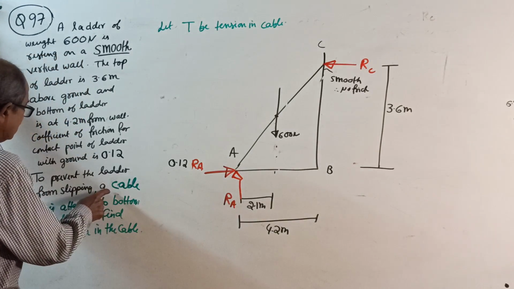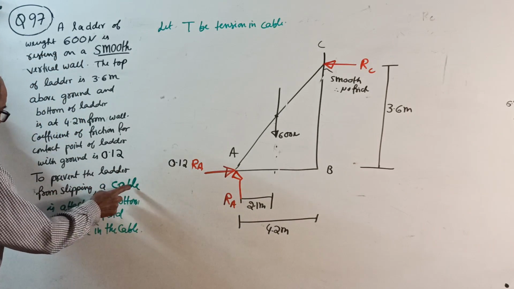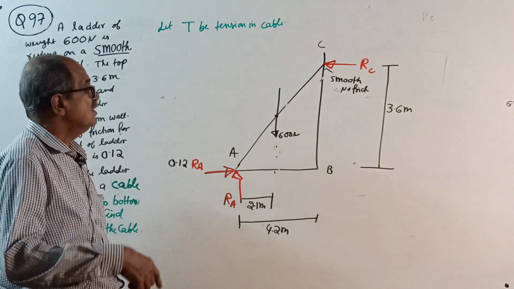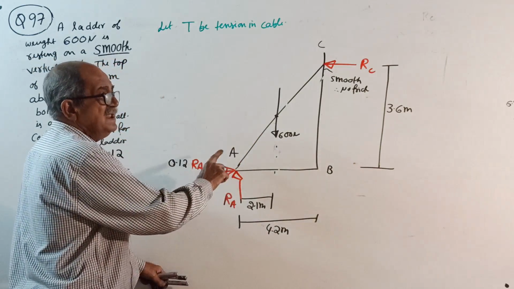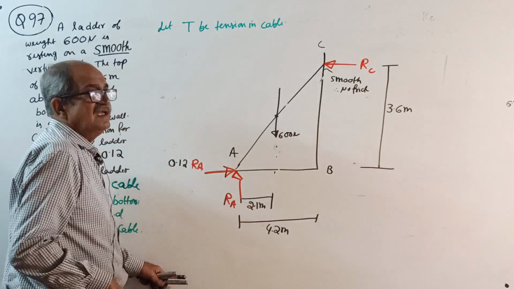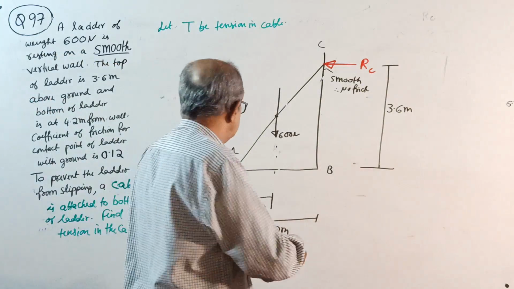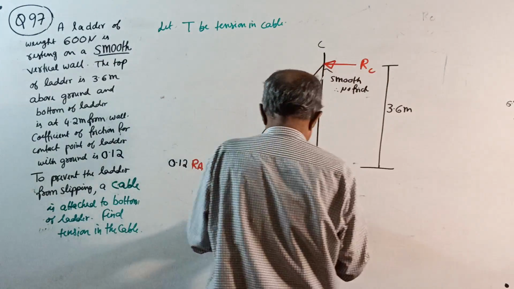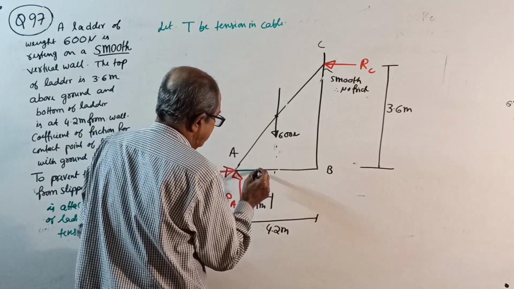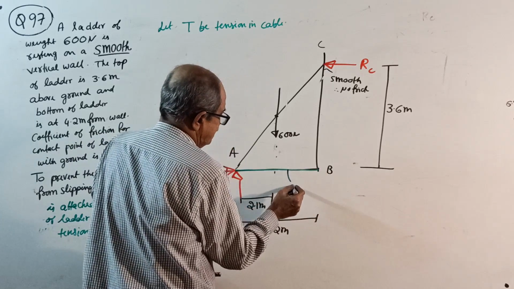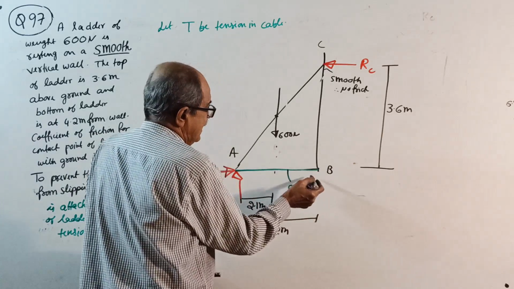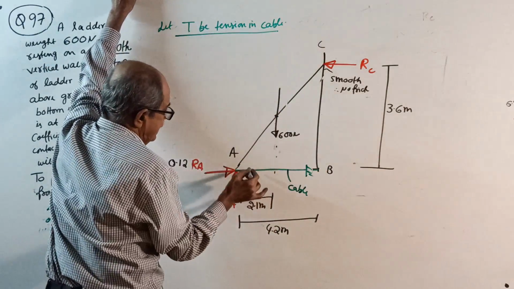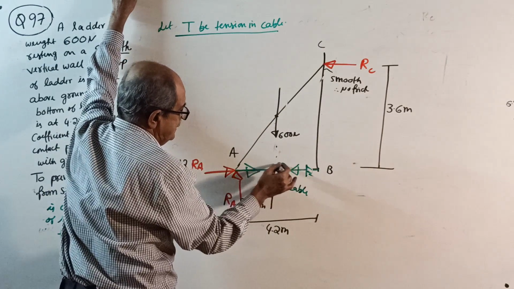They told, see, green color: to prevent the ladder from slipping, a cable is attached to the bottom of the ladder. I will ask somebody going on the road: this ladder will slip, shall I tie a cable inside or outside? Somebody on the road will tell, sir, tie it inside. Why? When that ladder is slipping there, the cable will prevent it. So the cable is like this here. This is the cable, attached somewhere here. Therefore, let T be the tension in the cable.